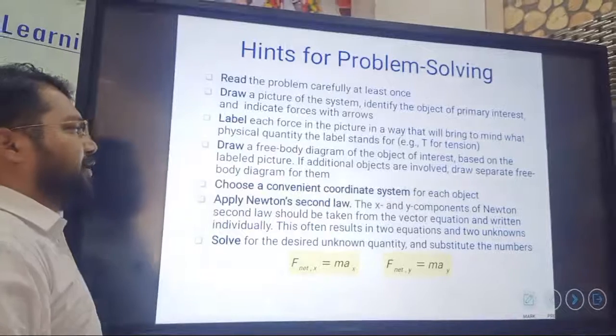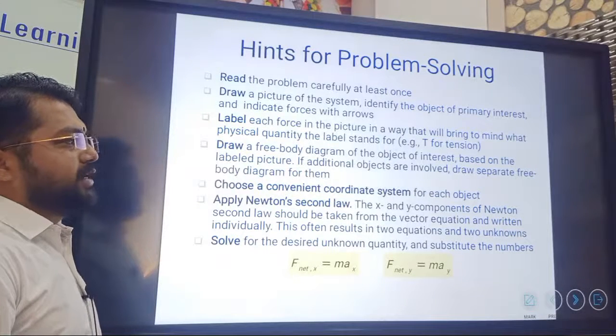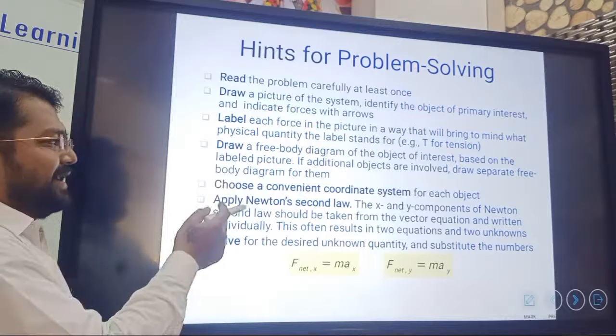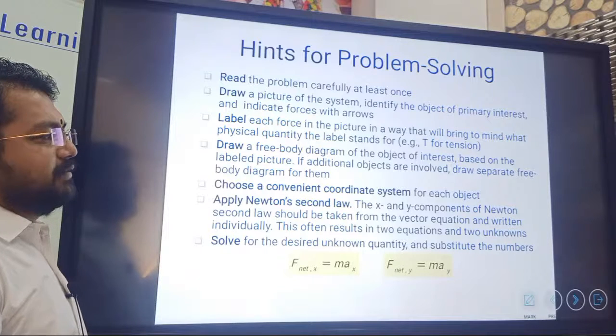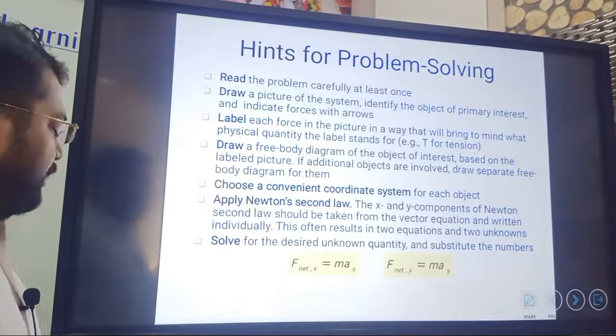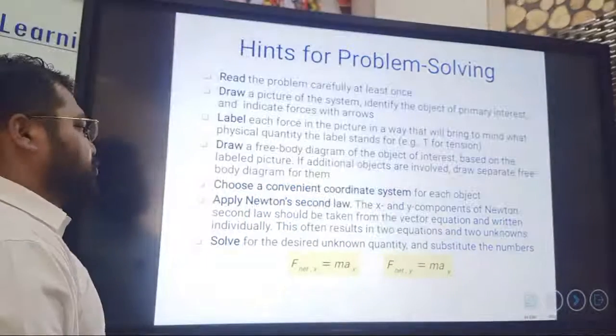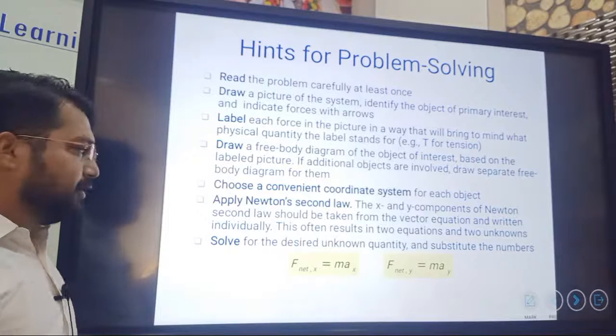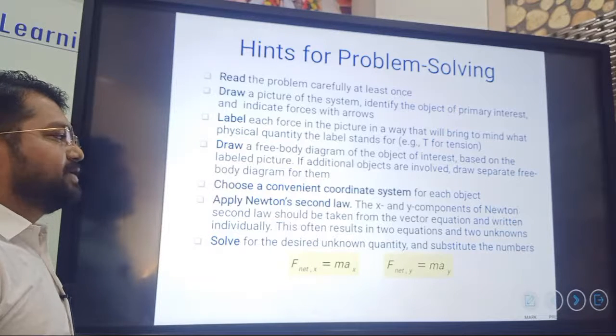Draw free body diagram of the object of interest based on the labeled picture. If additional objects are involved, then draw separate free body diagrams for them and choose a convenient coordinate system. क्या choose करना है? Convenient coordinate system. Apply Newton's second law.